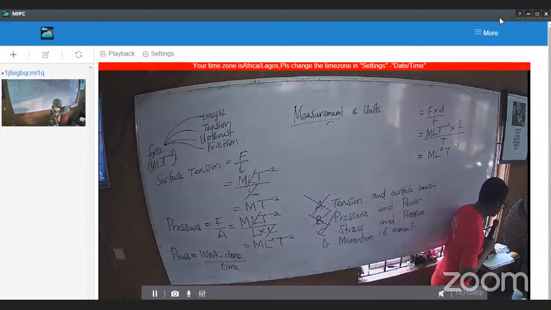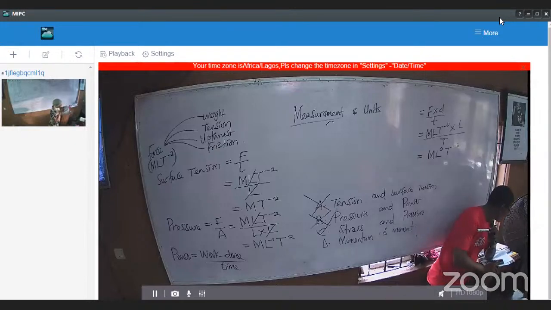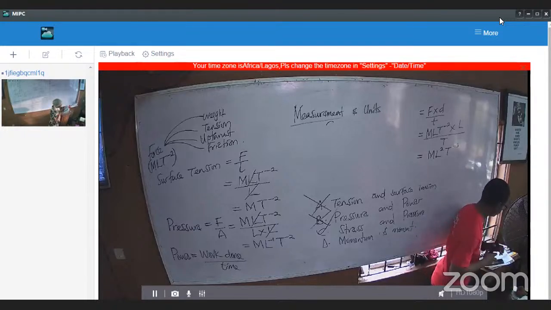Remember, number three: the mass of a body varies from one place to another. Number four: the mass of your body is greatest at the equator.